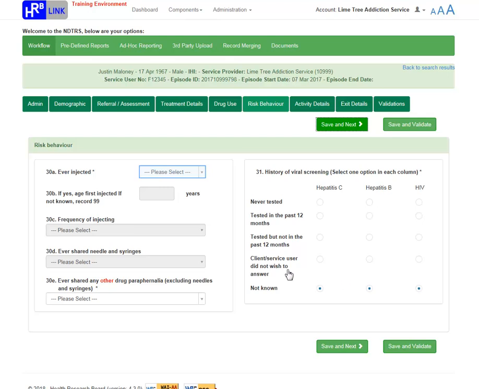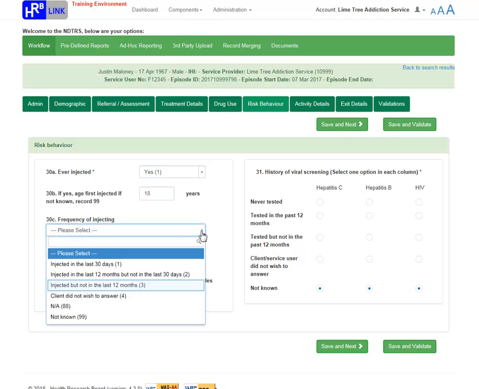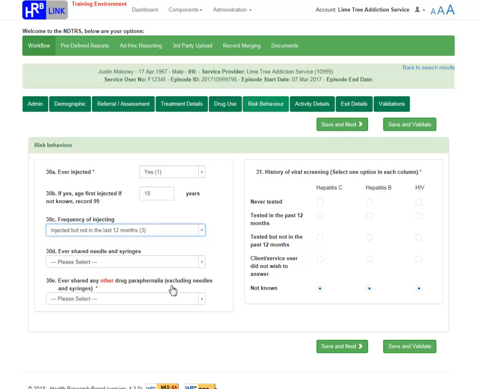Question 30C, frequency of injecting. In line with requirements for reporting to Europe, information on the time period during which the client last injected has been expanded to offer 4 possibilities.